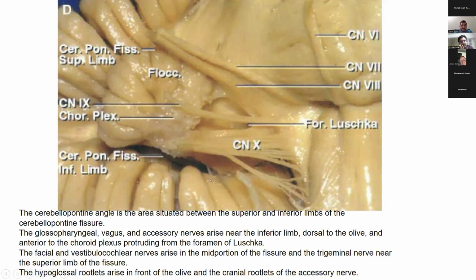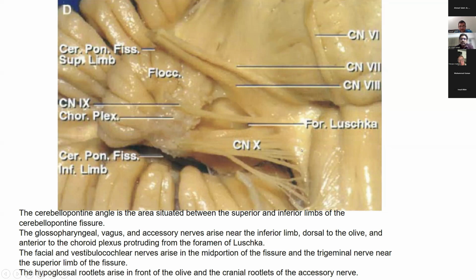Yet again, a very magnified view and clearer picture of the same area, showing the apex of the cerebellopontine fissure. Then we have the glossopharyngeal nerve, vagus and accessory nerves arising from the inferior limb of the cerebellopontine fissure. So we have this 10th cranial nerve, that is the vagus nerve. The 7th and 8th nerves arise in the mid portion of the fissure near the trigeminal nerve.